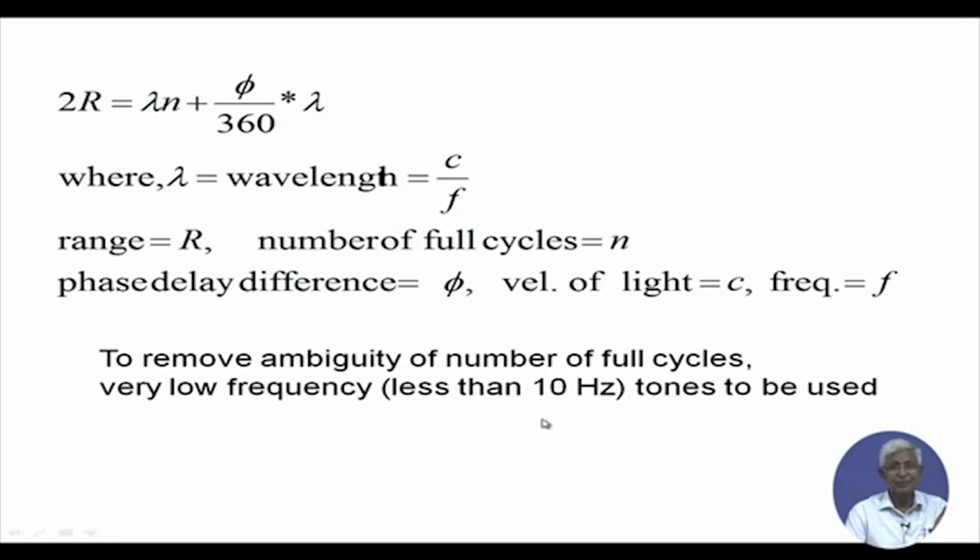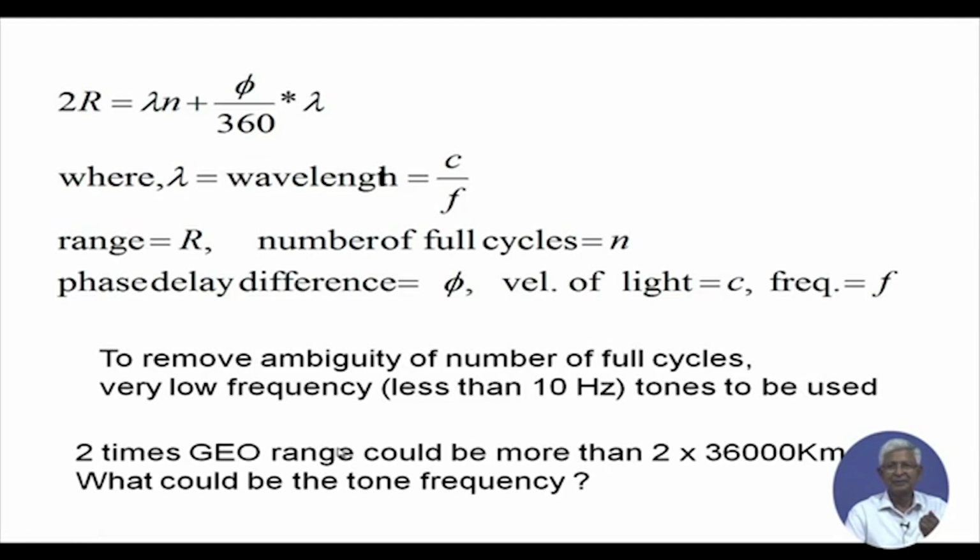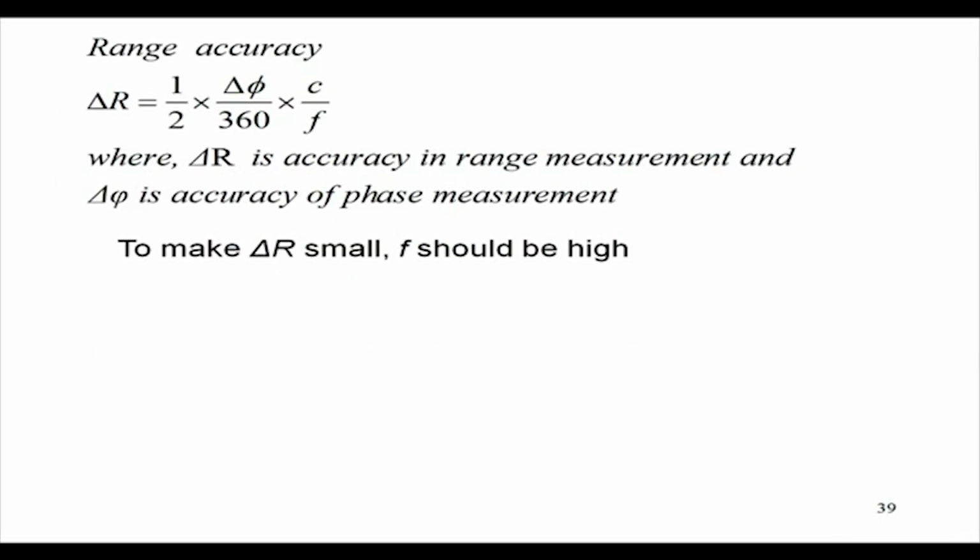You can calculate, in case of 2 times the GEO range, which is 36,000 kilometers into 2, what could be the tone frequency? It will be less than 10 hertz, of the order of 4 hertz or so. So it's a very small thing. There is another issue, with what accuracy you can measure, let's call it delta R. Accuracy will be the phase accuracy with which you are measuring, delta phi by 360, into lambda, that is c by f. So delta R is the accuracy in the range measurement and delta phi is the accuracy in phase measurement.